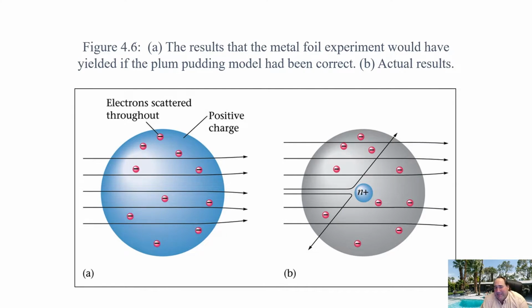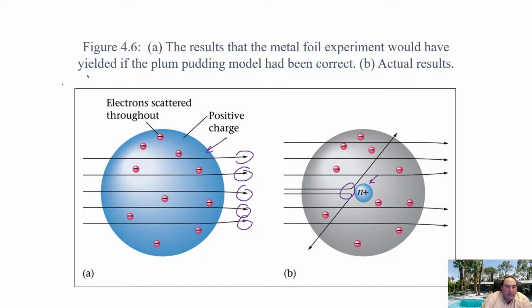Basically, what they expected to happen was there on the left. They expected, with the positive charge being spread out all over the atom in the Plum Pudding model, that the alpha particles would be able to go through with some deflection. But what they actually saw was, again, most of them went through with no problem. But we also had the scattering, where it had to hit something very, very positive. So what did this mean?